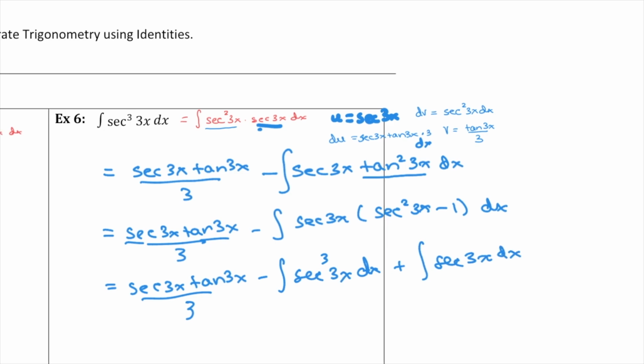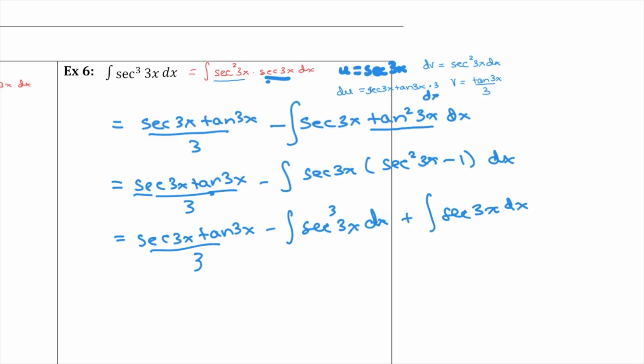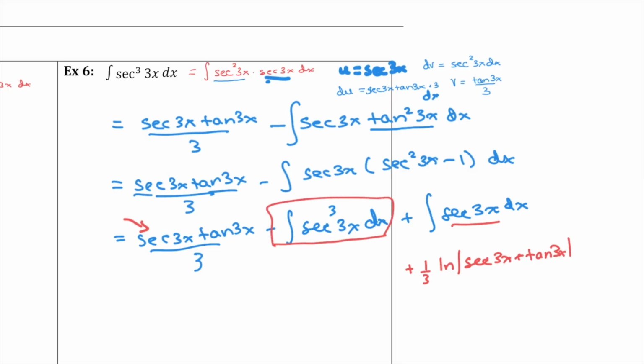All right, now let's take a look at this. Okay, so you know the answer for this part. You might know that one from last year's work. This is plus 1/3 the natural log absolute value of secant 3x plus tangent 3x. Here we go, there's that part. But this one, did you notice it's what we started with?